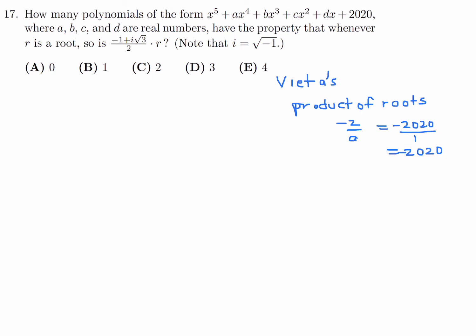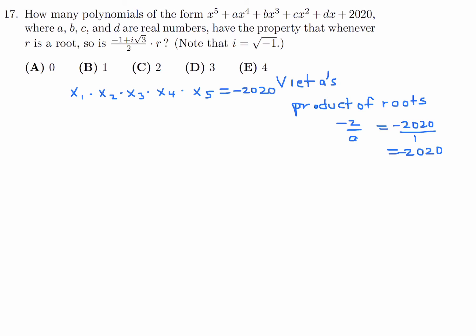Now, we have a very interesting situation. We have a polynomial of 5th degree. So there's going to be 5 roots. And I'll call those 5 roots x1, x2, x3, x4, and x5. And when you multiply them all, that product, as we have just discovered, is going to be negative 2020.